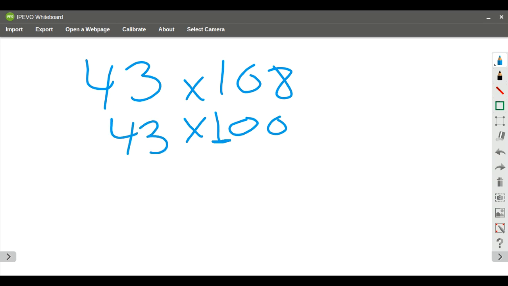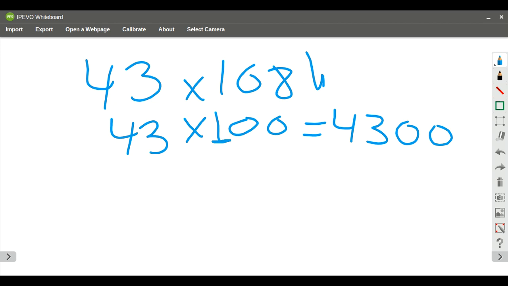So I didn't round both numbers. So this would be an example of compatible numbers. 108 is near 100, which is a compatible number. 43 is 43. So I'm using compatible numbers here. So again, I multiply 43 times 1 and I get 43. And then I have to remember that because I had 2 zeros here, I need to make sure that I have 2 zeros there. So I now have 4,300.